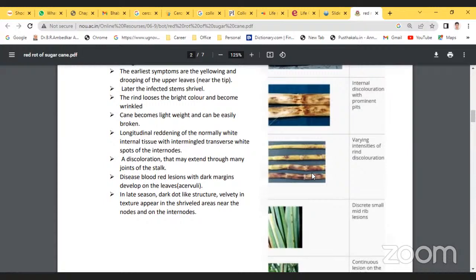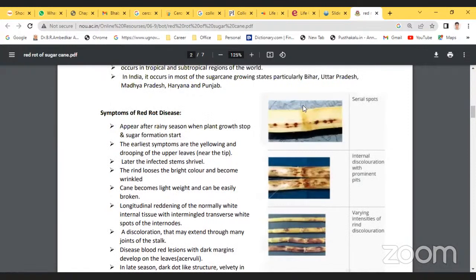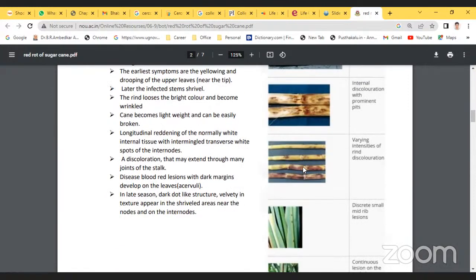Longitudinal ridging of the normally white internal tissue, with internal discoloration. The white spots are internodes. The discoloration may extend through many joints of the stalk. These are the sugarcane joints. Observe this one: this is the internal part, but this is the external part.